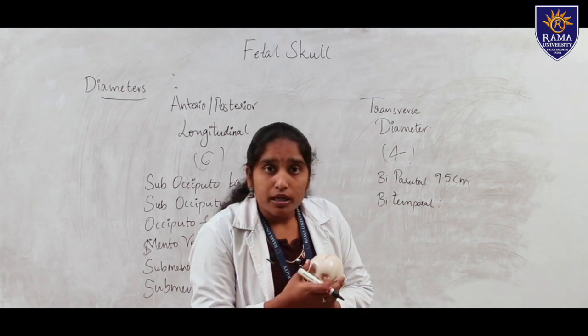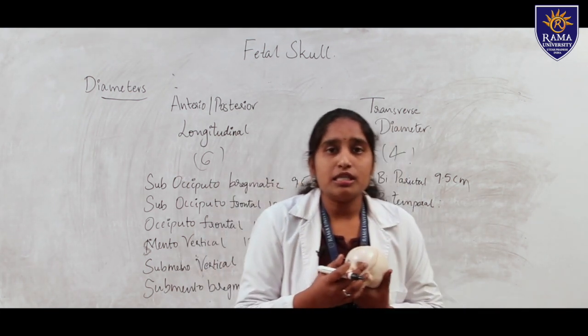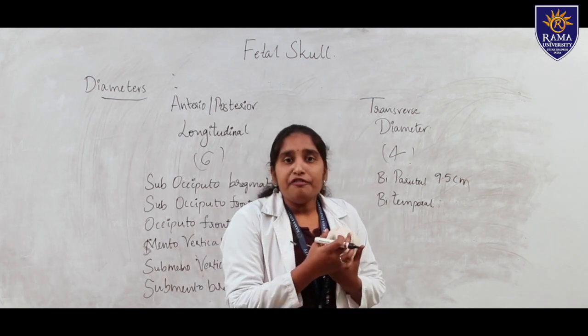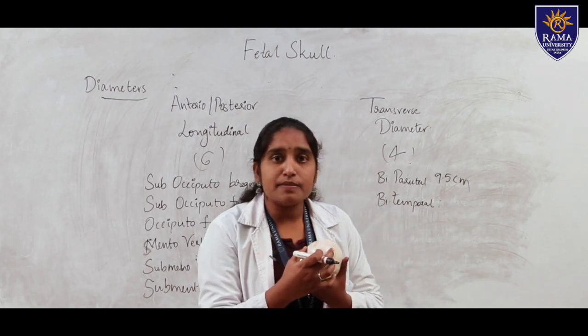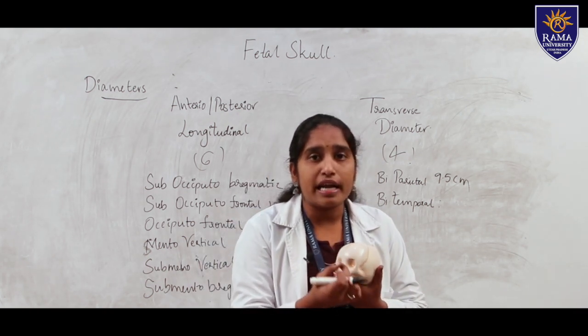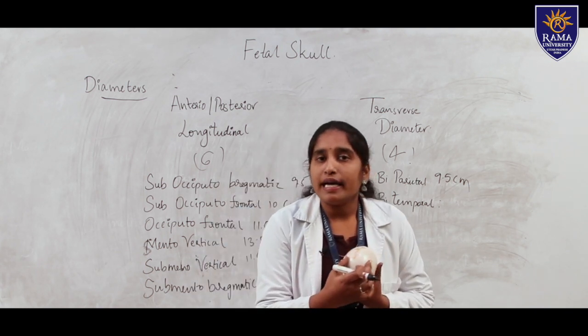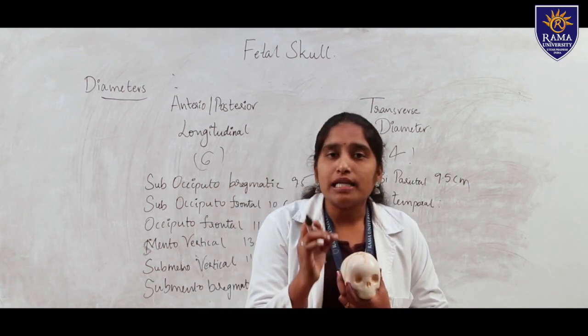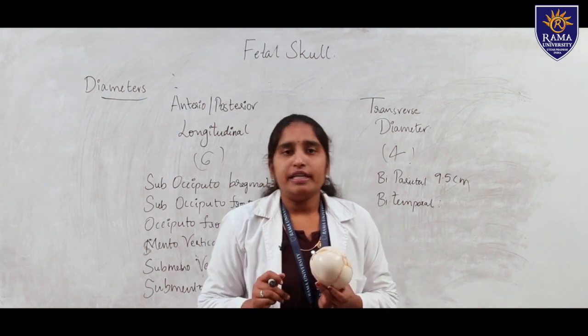It is the distance between the anterior inferior ends of the coronal sutures. This is the bitemporal diameter. It measures about 8 centimeters, and this is the smallest diameter of the fetal skull.